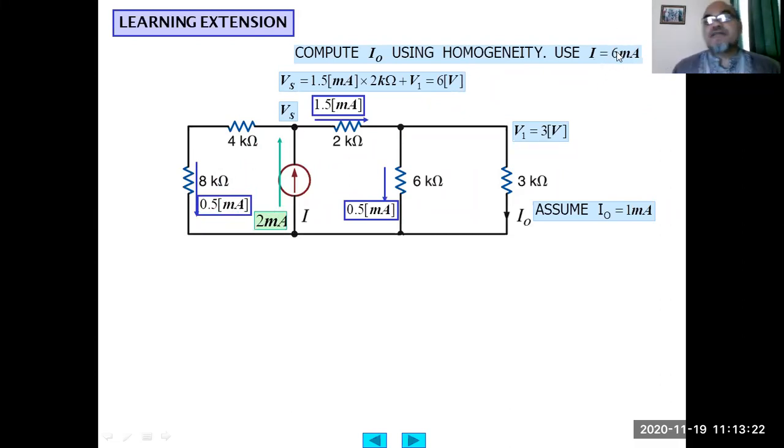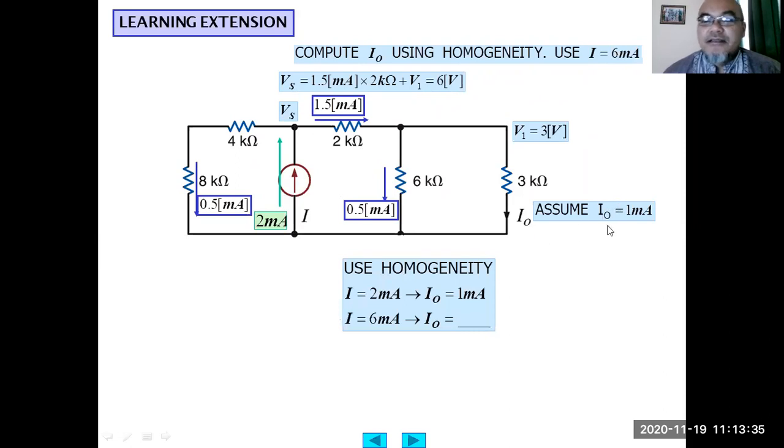However, here the problem states that the independent current source has a value of 6 milliampere, right? Which is 3 times the multiplication factor from this 2 milliampere. So we know that actually this I output is not 1 milliampere, but instead how many? If this is triple this 2 milliampere, it means here equals, anyone? 3 milliampere. Okay, so this is the homogeneity principle.